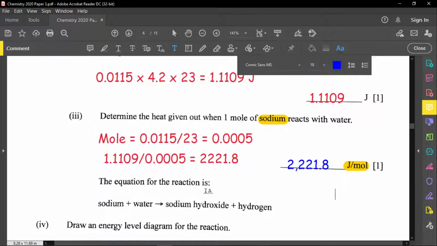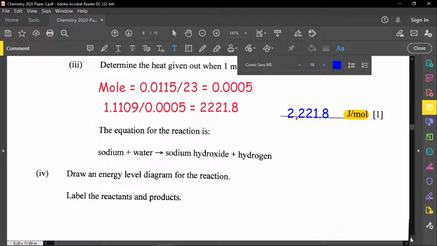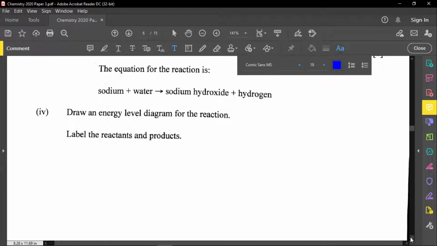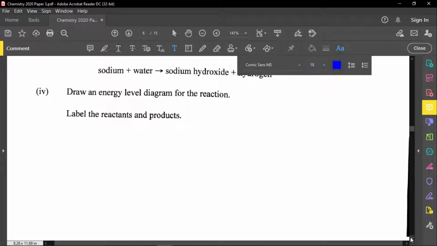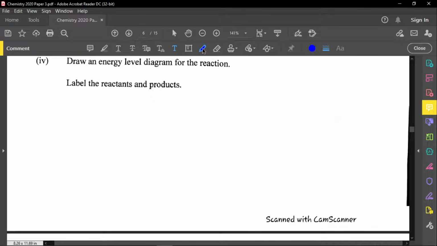It said the equation for the reaction is sodium plus water to give you sodium hydroxide and hydrogen. So here it said draw an energy level diagram for the reaction, label the reactants and products, and I think this is a 2-mark question. All right, so what we're going to do is to draw our graph, or outline our graph real quick. But there are a number of things I want to point out here real quickly.